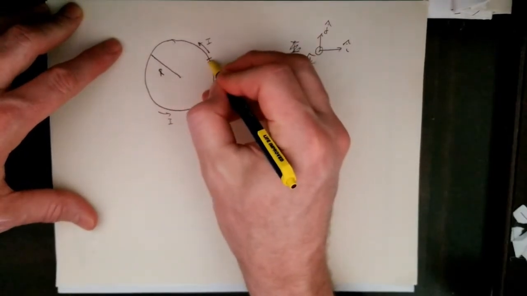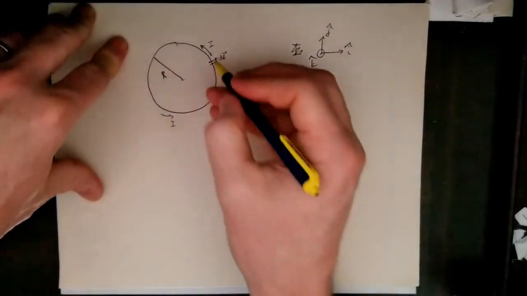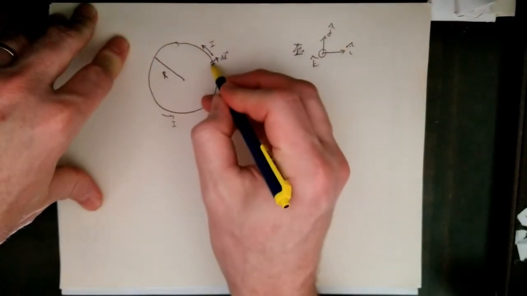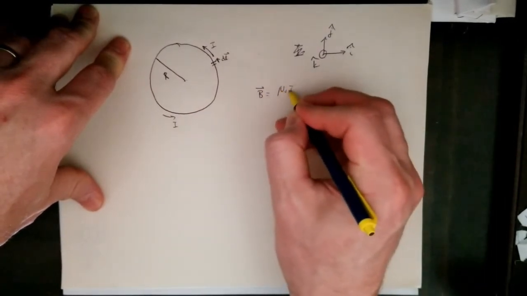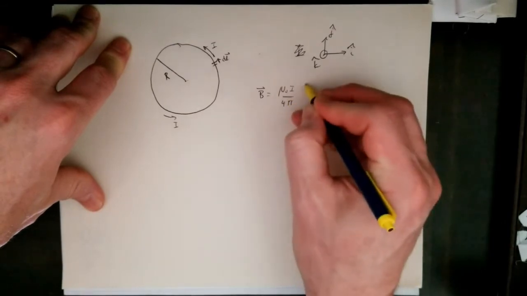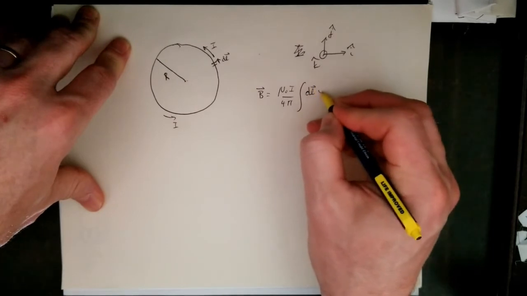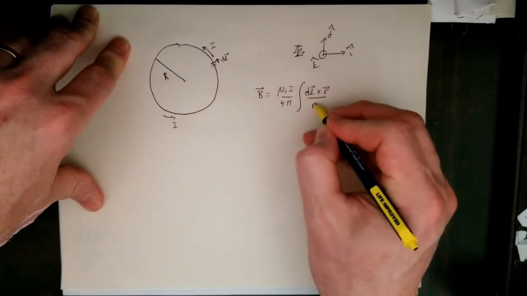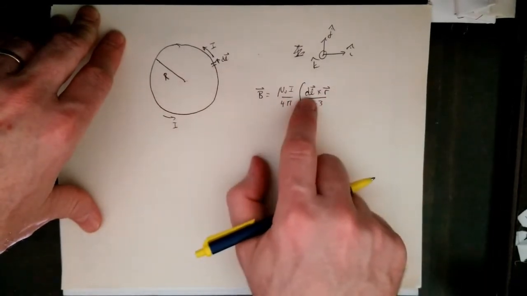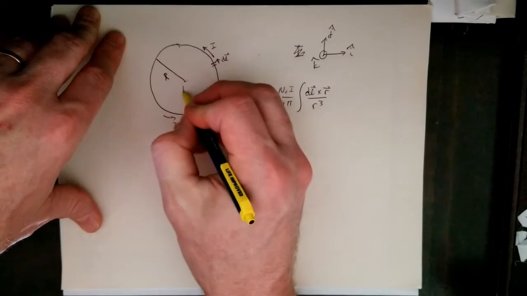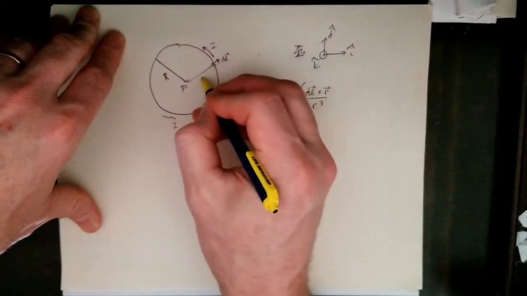I'm going to take some differential here. So I have my dl going like that. It's in the direction of current. Let's go back to Biot-Savart: B is mu naught I over 4 pi times the integral of dl cross r over r cubed. r is a radial vector from my differential to the point in question. I'm trying to find the magnetic field at the center here. And so r is a vector like that.